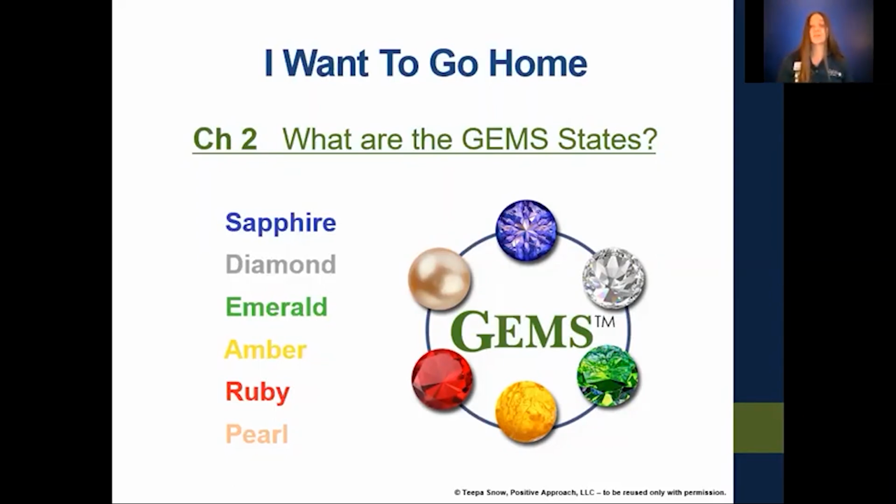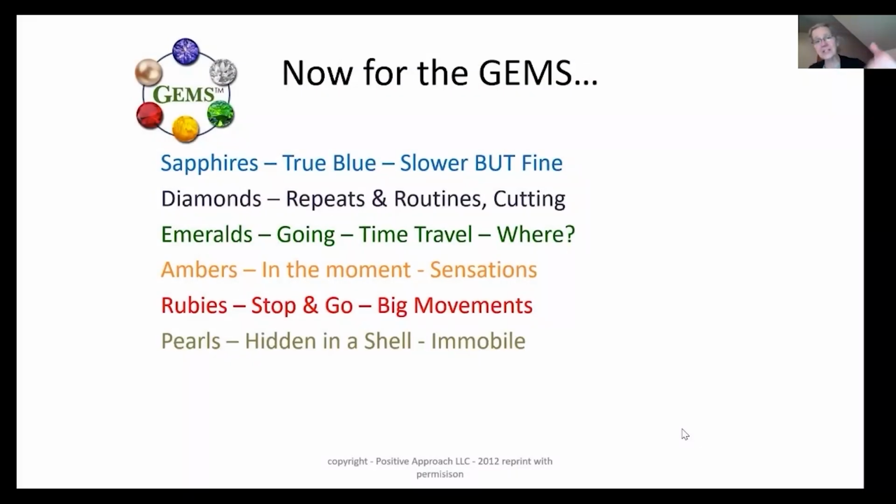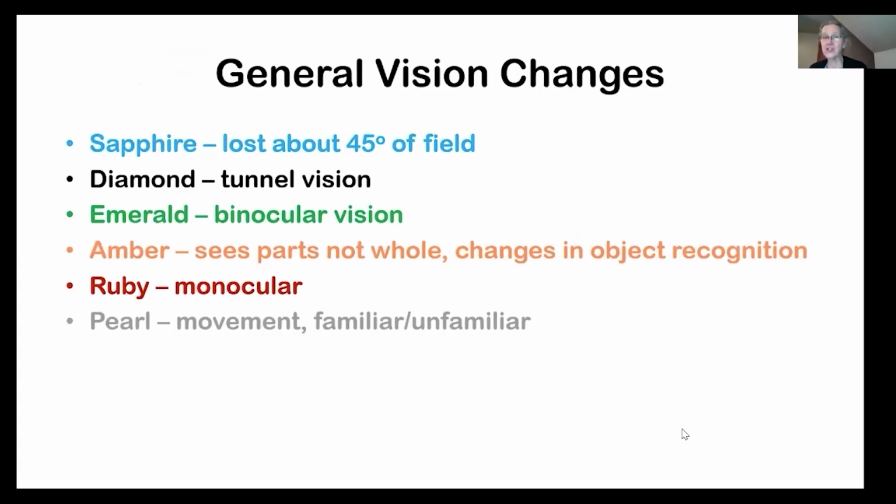In the next chapter, Teepa's going to take us through other brain changes that really play a significant role in this thing called dementia that we want to be aware of as we're working through how to support someone that's really saying they want to go home. So what I've done in this PowerPoint, which you will have later for yourself, is for each of the ways that humans take data in their brain.